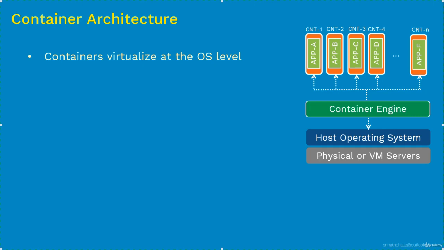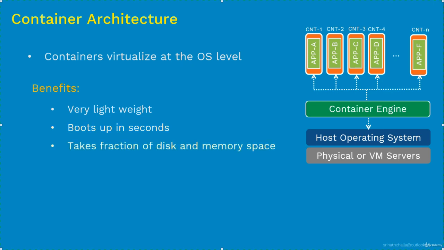There are multiple benefits of virtualizing at an operating system level. Let's quickly see what they are. First, a container becomes very lightweight since there is no full-fledged operating system. Next, it boots up in a matter of seconds. And finally, it takes a fraction of the disk and memory space. So these are the high-level benefits from an infrastructure stack. Now, let's take a look at other benefits and advantages of containers in the next slide.